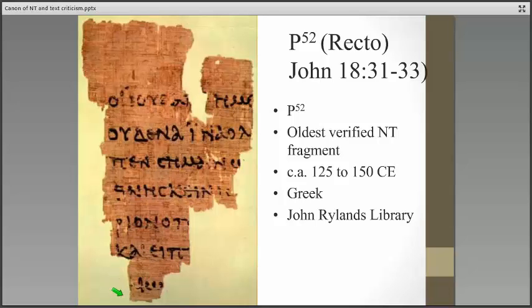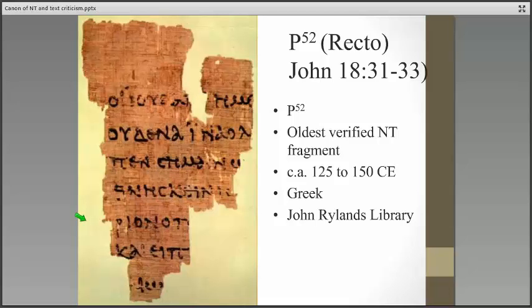This looks like an omega here. I'm not sure what that is. So I can make out some of these letters. I can't make out others. And then scholars can compare this to the Greek text from other manuscripts that we have, and they've been able to determine this is from John 18. Now, if you realize that John was written around 90, this was probably a copy of a copy, maybe a copy of a copy of a copy.